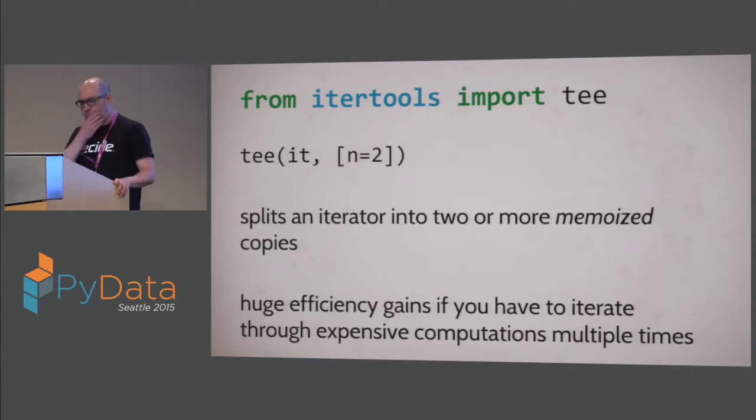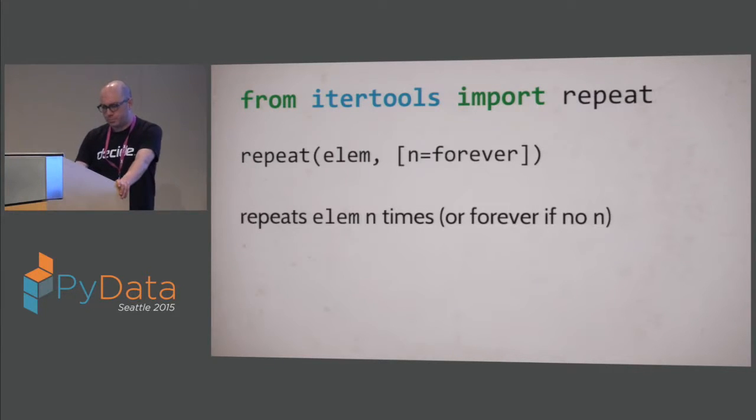There's also this function called tee, which is not usually useful, but when it is, it's very useful. It takes one of these iterators, and it splits it into multiple copies that remember their values, so that if you want to iterate over them multiple times, you don't have to do the computation every time. It remembers the computations for you. And so that can be more efficient.